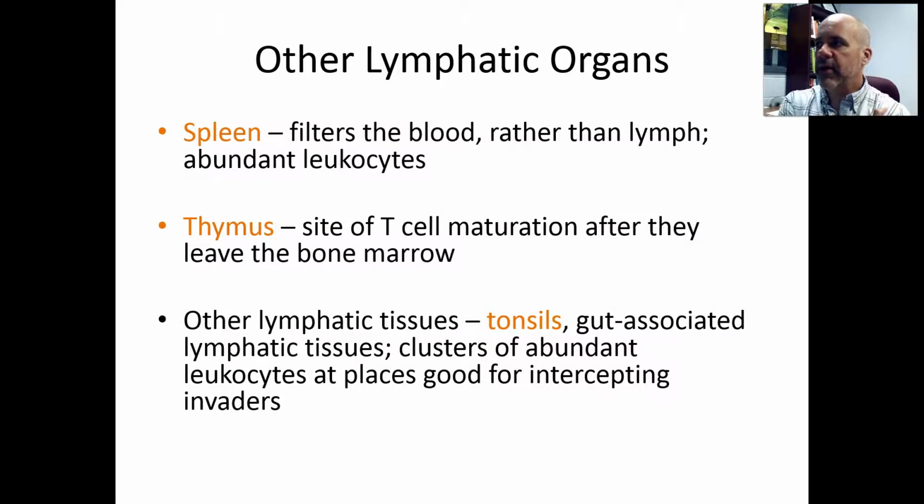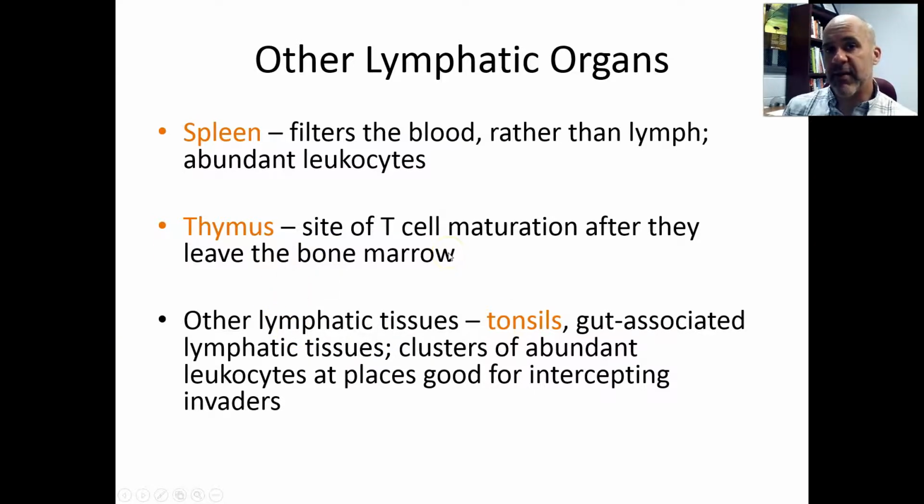What are some other lymphatic organs? So the spleen, kind of funny, it filters the blood. So lymph nodes filter the lymph fluid. The spleen filters the blood, but you've also got a lot of these leukocytes that are present there. And so because of that, it is considered to be part of the lymphatic system. The thymus is a special organ where T cells mature, so we'll learn more about that when we get into chapter 13.